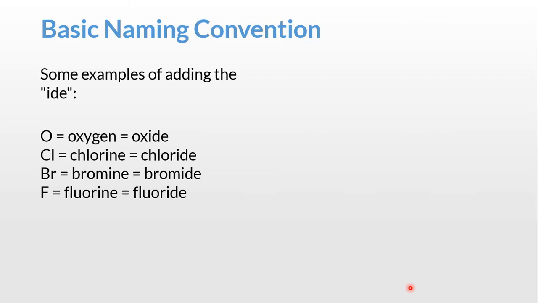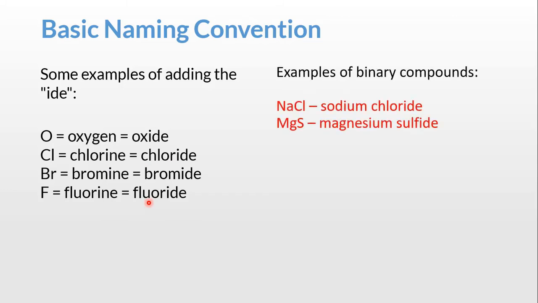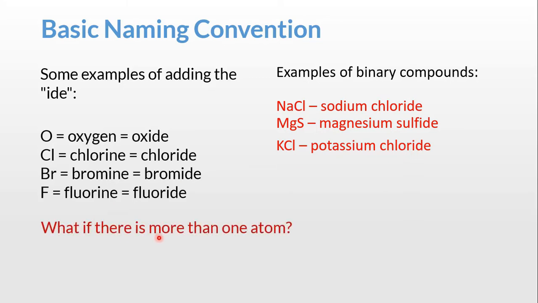Some examples of adding -ide: we have oxygen as oxide, chlorine as chloride, bromine as bromide, and then fluorine as fluoride. So examples are NaCl, which is sodium chloride. Sodium is a metal, so sodium comes first, chloride. Magnesium sulfide, magnesium is a metal, so it comes first. Potassium chloride, potassium is a metal, so it comes first, chloride.